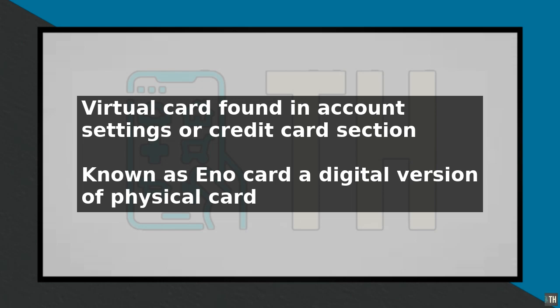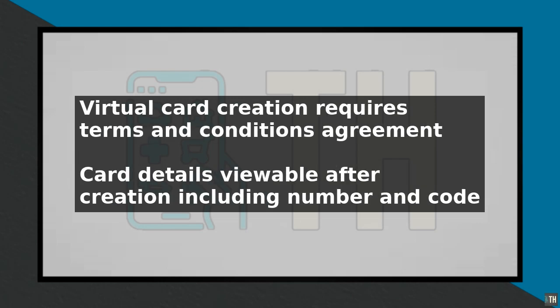After agreeing to the terms, your virtual card will be created and you can view the card details, including the card number, expiration date, and security code. You can use your virtual card to make online purchases, and it works just like your physical credit card. You can also add the virtual card to digital wallets such as Apple Pay, Google Pay, or Samsung Pay.